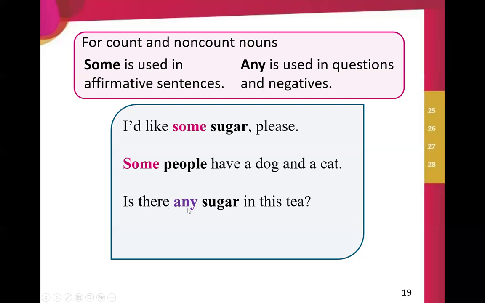Is there any sugar? We are asking a question. In a question, we use any instead of some. We cannot use some. I don't have any pets. Also, in negative statements, we don't use some. We just use any. Do you understand the difference between some and any here?